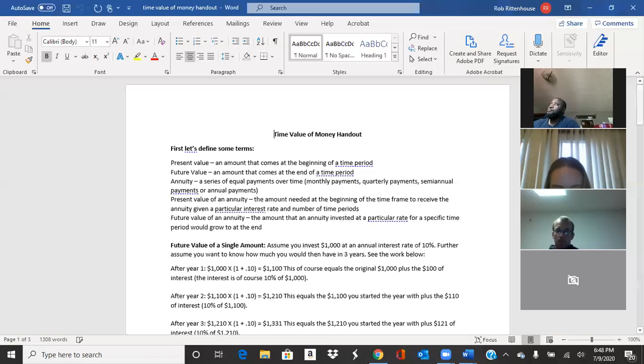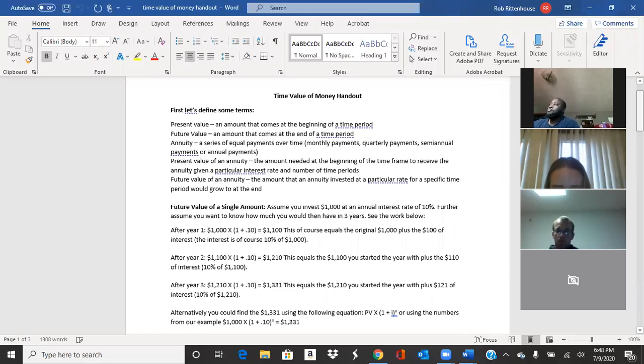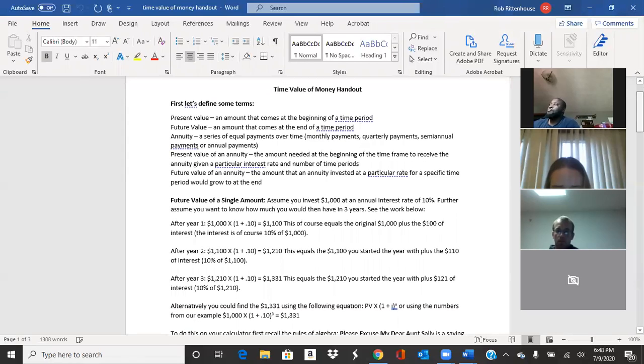All right, has anybody looked at this yet? It's not on test 1, so I wouldn't guess most people have looked ahead to chapter 9 or looked at this handout yet. But if you did, great. If not, no biggie. Let's define some terminology when it comes to the time value of money. First of all, we'll talk about a present value. Present value is simply an amount that comes at the beginning of a time period.